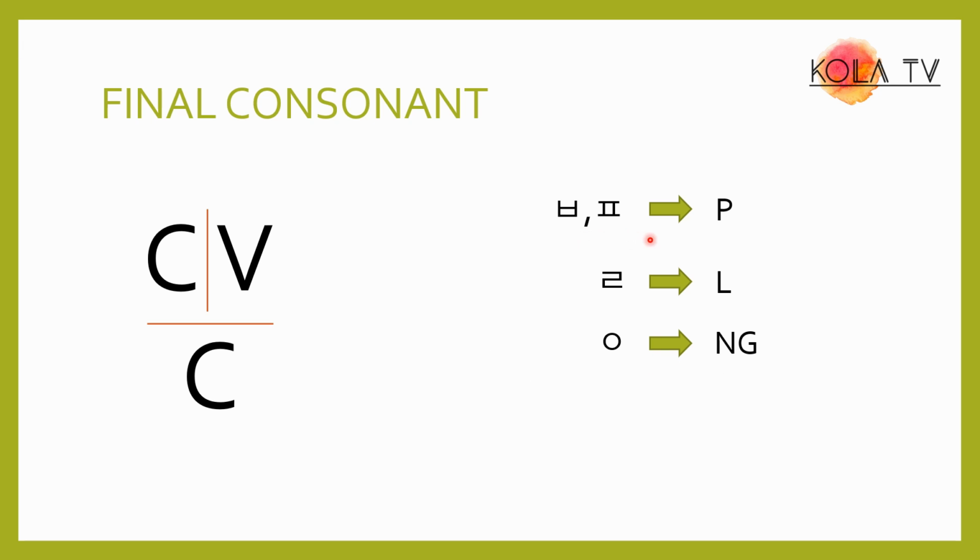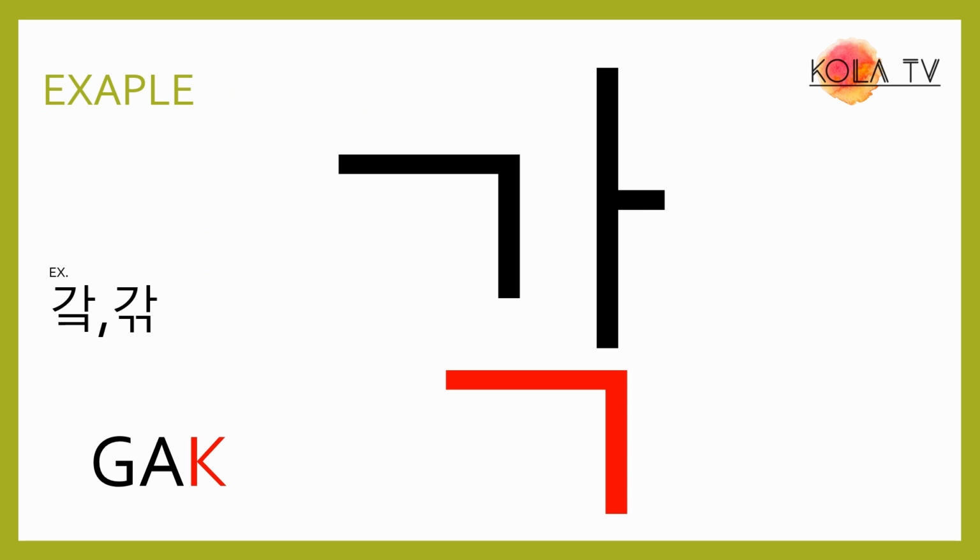When these two consonants are used as final consonant, the sound is P. When this consonant is found as final consonant, the sound is L. When this consonant is used as final consonant, the sound is NG. That makes the total of 7 final consonants. Now, let's have some examples.